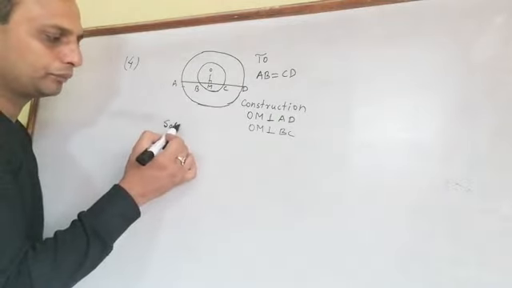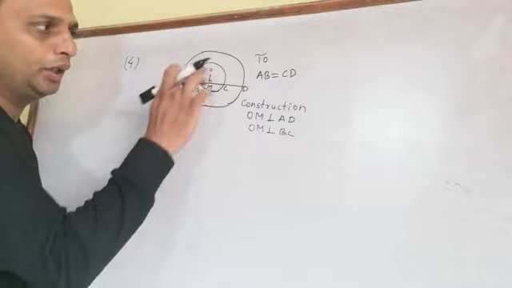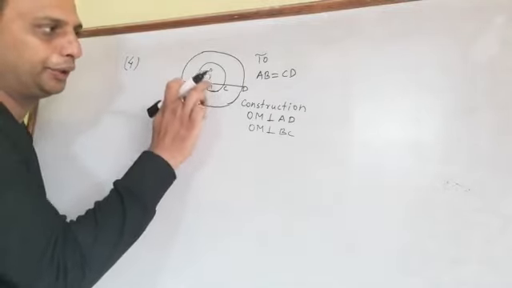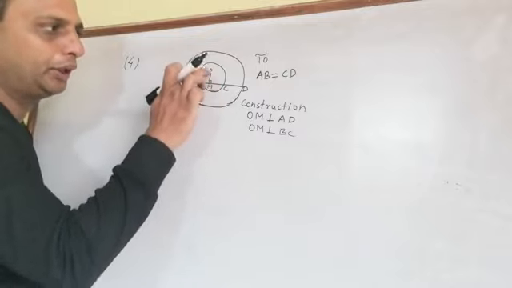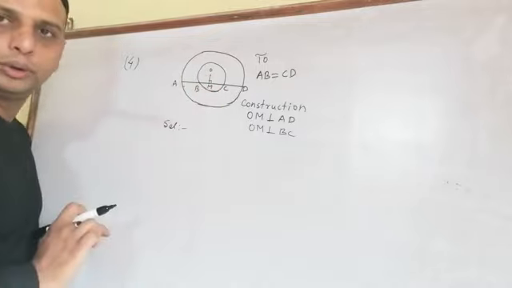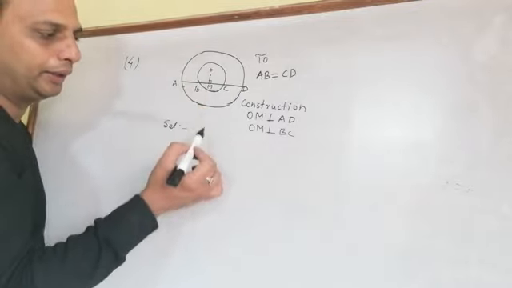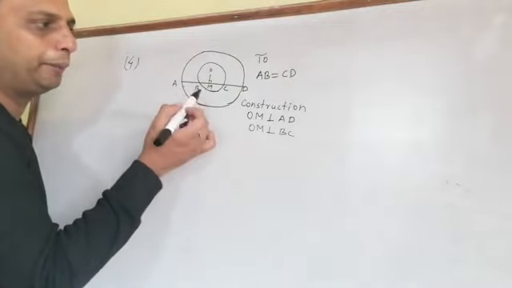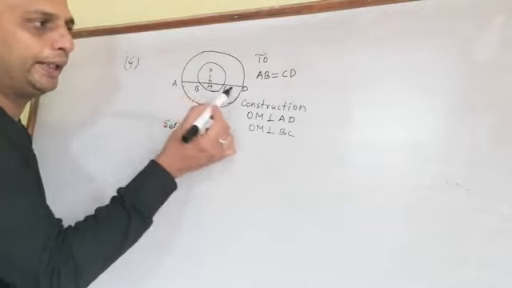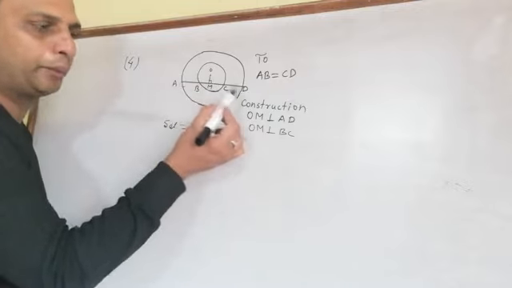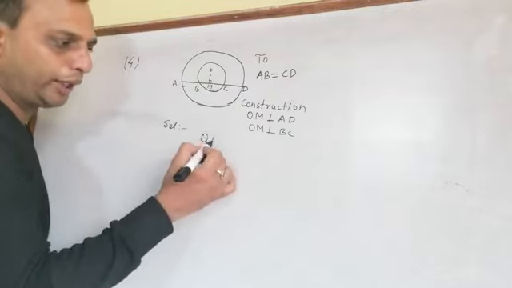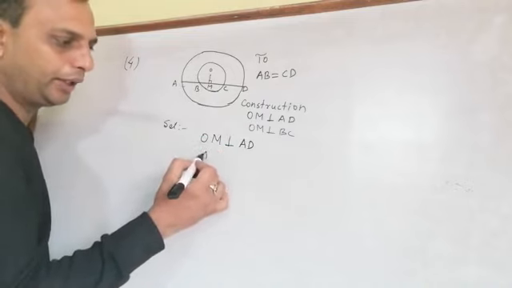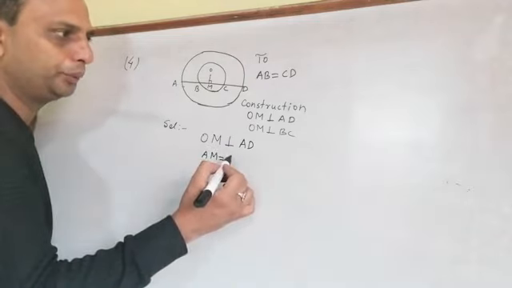So this OM is perpendicular to BC. OM will make the 90 degree angle with BC. So by the theorem, BM will be equal to CM. And similarly, OM is perpendicular to AD. That means it will bisect the chord AD into two parts, one part AM and the other part MD. So we write here: OM is perpendicular to AD, that means AM will be equal to MD.